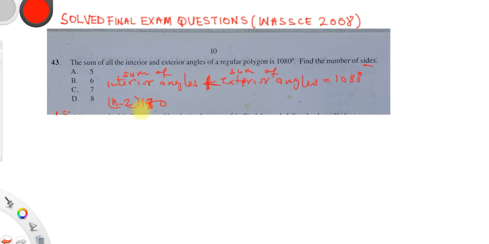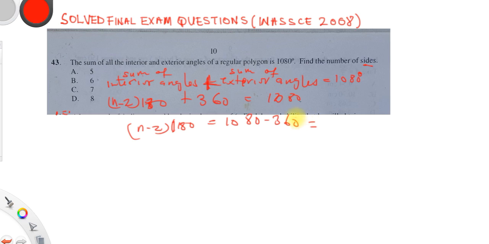This is an objective question, so the definition of those terms is not important. If you sum all the interior angles, this is what we get. Then we add it to the sum of all the exterior angles. The sum of the exterior angles is always 360 degrees. So we have n minus 2 times 180 equal to 1080 minus 360.